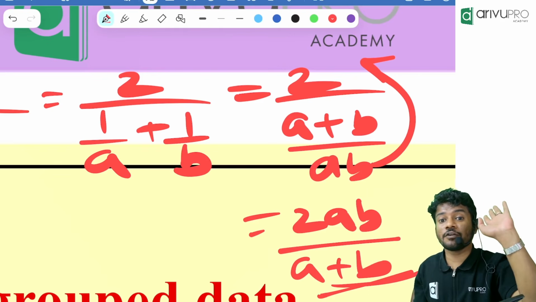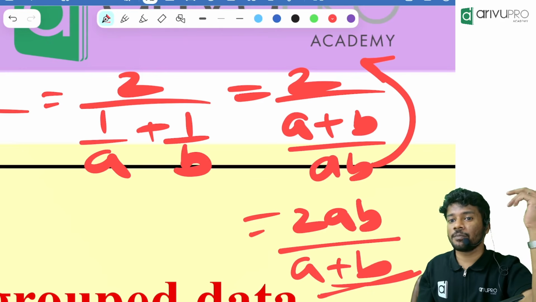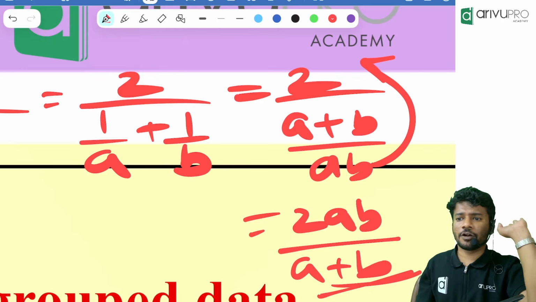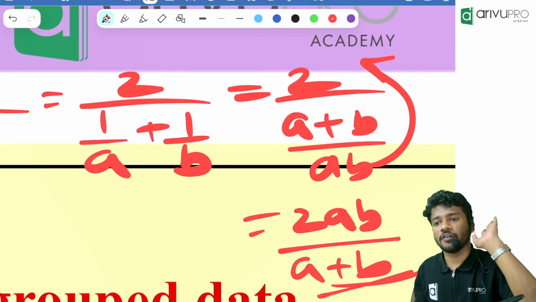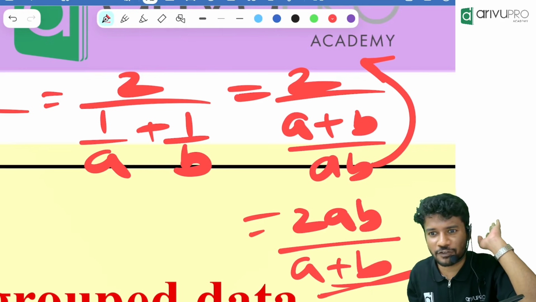So speed is involved means harmonic mean. Rate of change involved means harmonic mean. Percentage is involved means geometric mean. Random numbers are involved means arithmetic mean. Very clear on that. Pakka, everyone understood the concept? Is it clear for all the people?